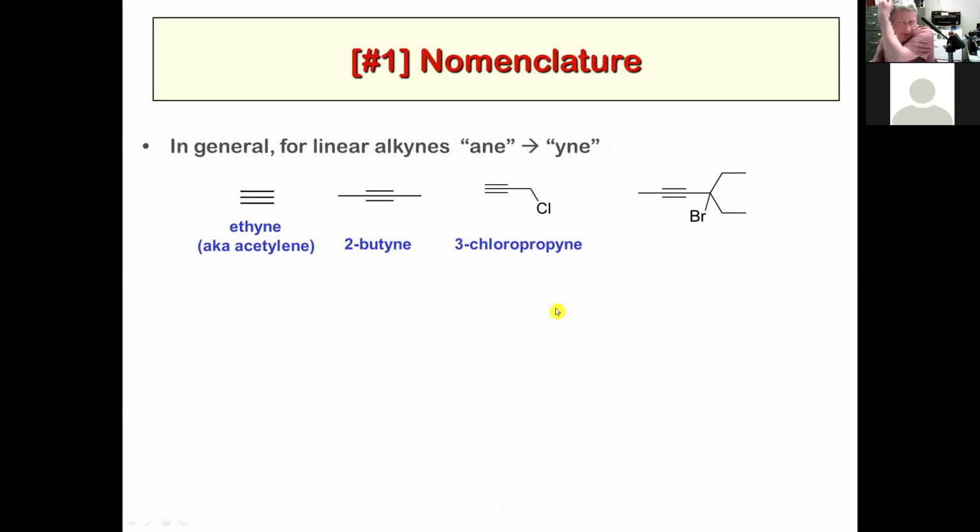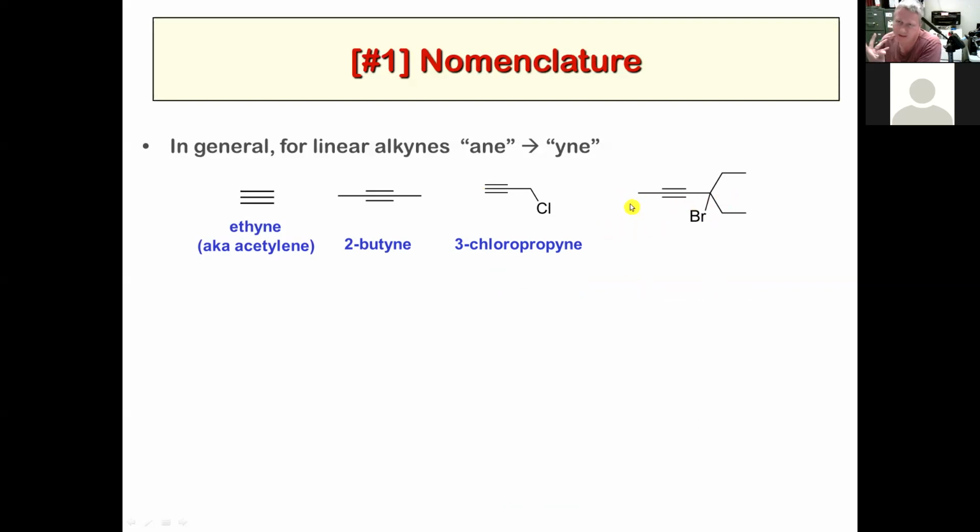What about this one? Are we going to number? Somebody said we name closest to the substituent, and that's wrong. We number on the end closest to the alkyne. It's a triple bond, yeah. So in this case, do we number left to right or right to left? It'll be left to right because that's the end closest to the alkyne.